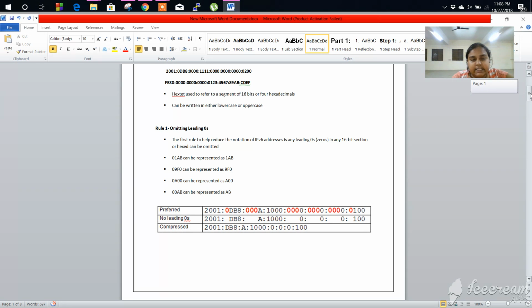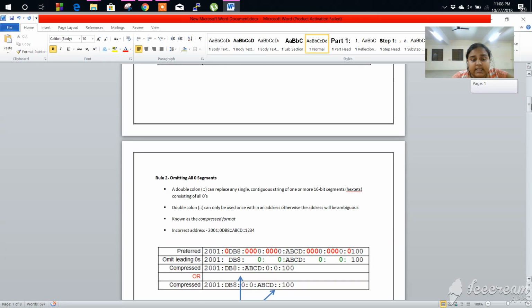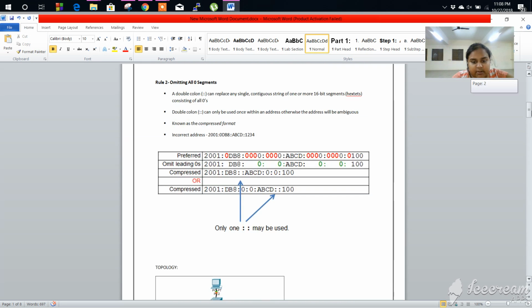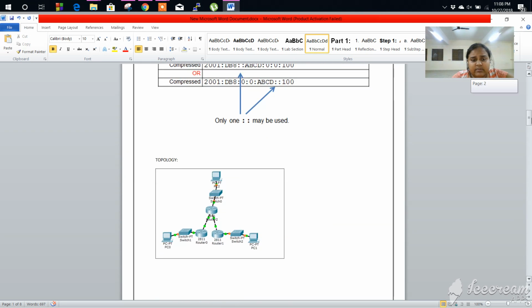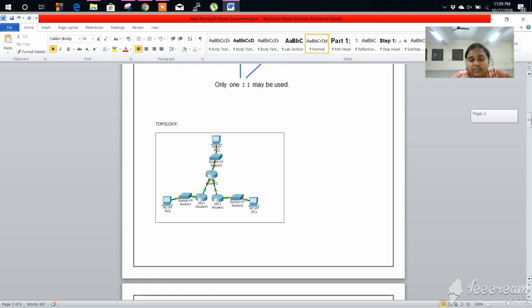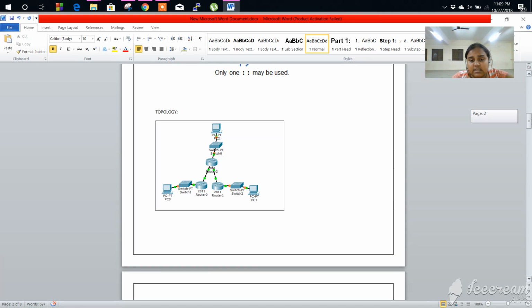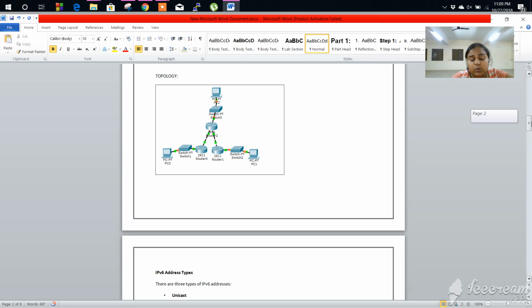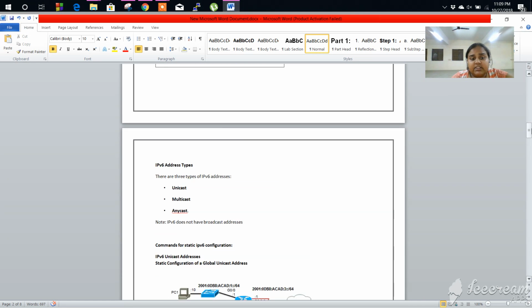First is omitting leading zeros. Second is omitting all-zero segments. This topology we are going to configure both statically as well as dynamically. It has 3 routers followed by 3 switches and 3 PCs. Then there are 3 types of IPv6 addresses: unicast, multicast, and anycast. IPv6 does not have a broadcast address.